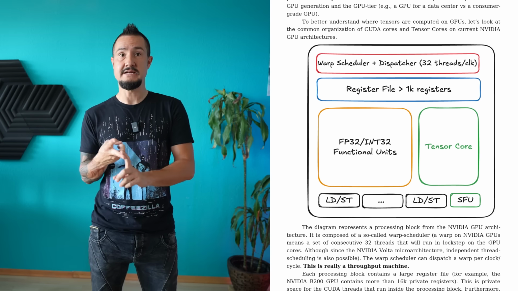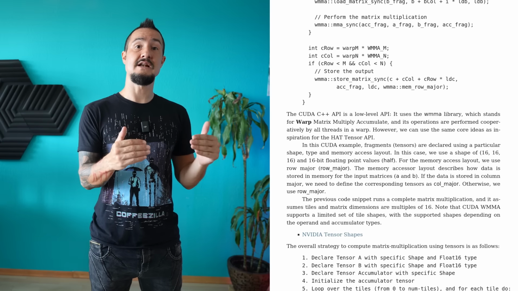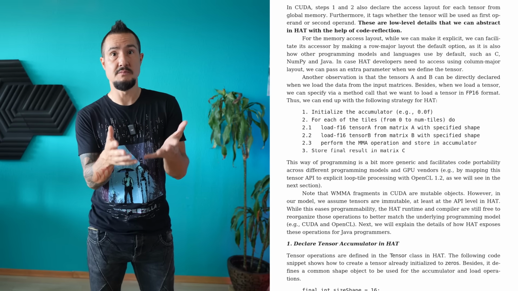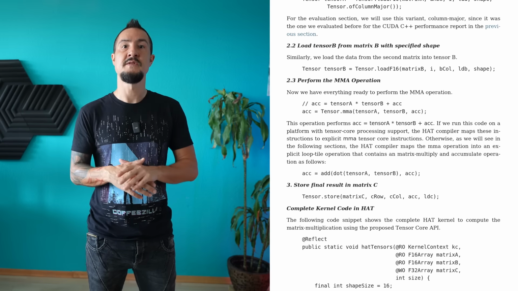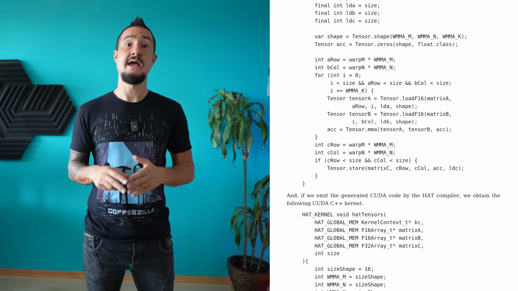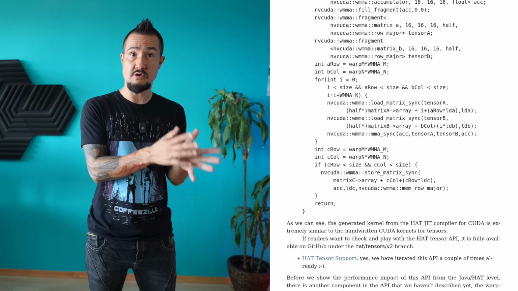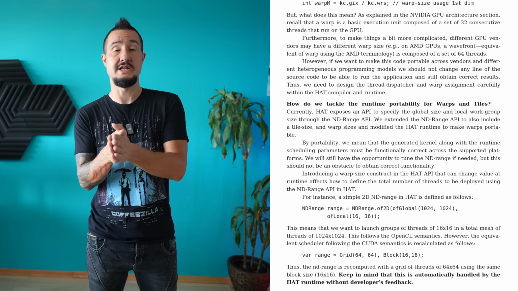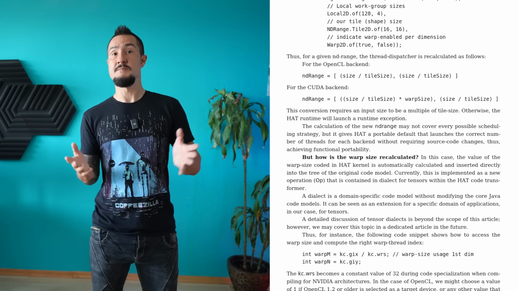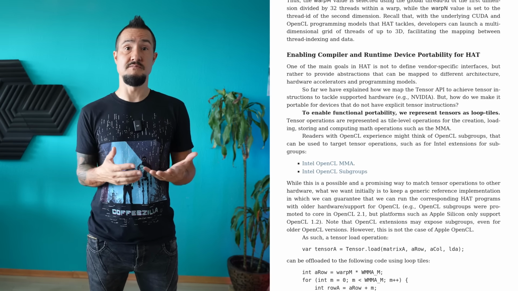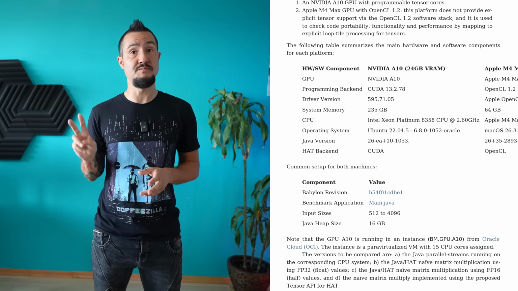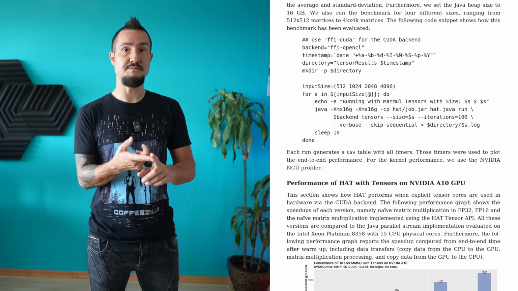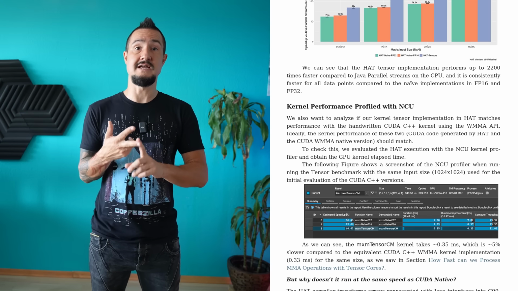To support this approach, we extended the Heterogeneous Accelerator Toolkit, HAT, a parallel programming framework to accelerate data parallel workloads on hardware accelerators, with a Tensor-aware API and a set of code transformations using the Code Reflection API from the OpenJDK project Babylon. Finally, we evaluate the performance of the system using the HAT Tensor API from Java in the context of two GPU platforms, an Apple M4 Max GPU and an NVIDIA Ampere A10 GPU.